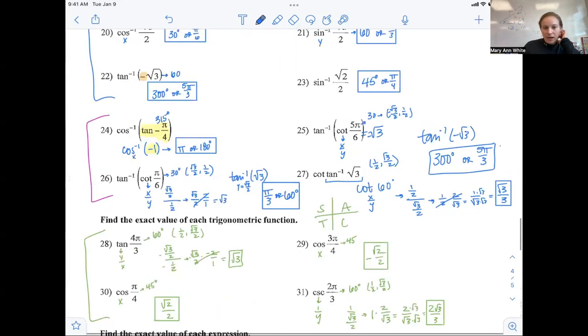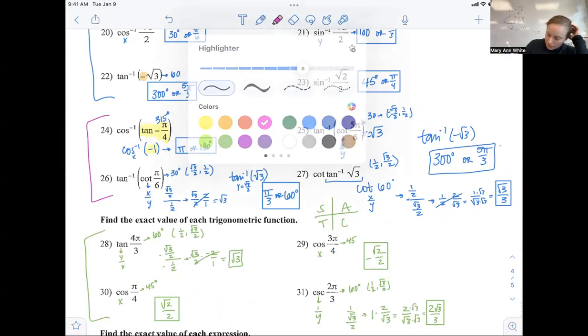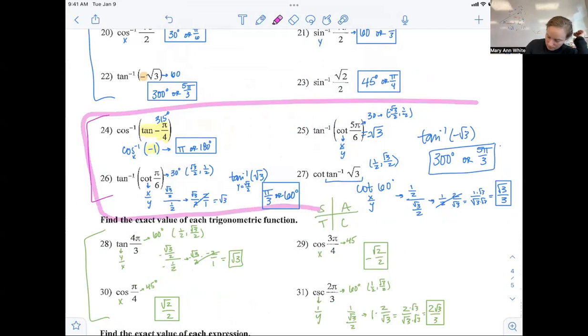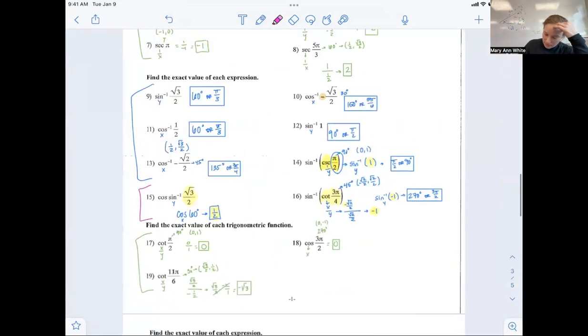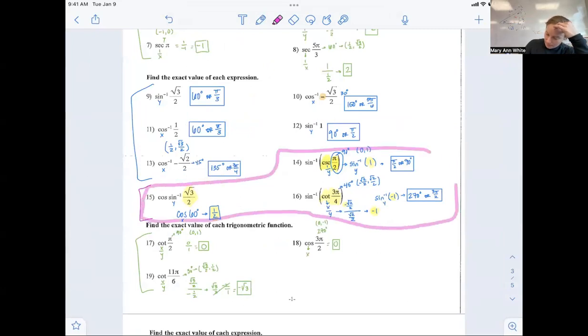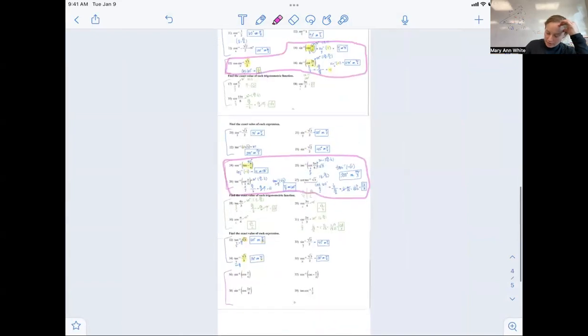Oh, I was so excited about my color coordinating and then I screwed it up on all these pink ones. I'll do this. Those should be pink, and then these should be pink too. It's my bad. Okay. All right, I got 4 more like this.